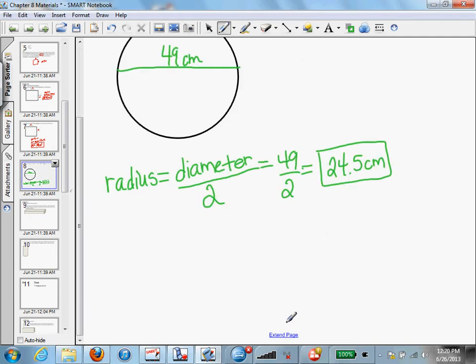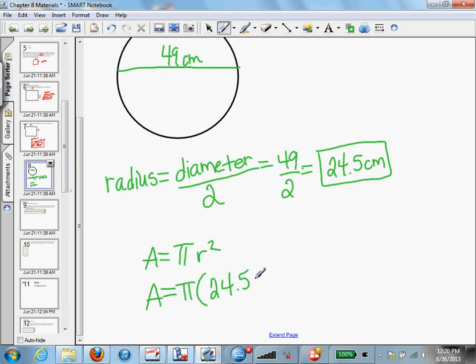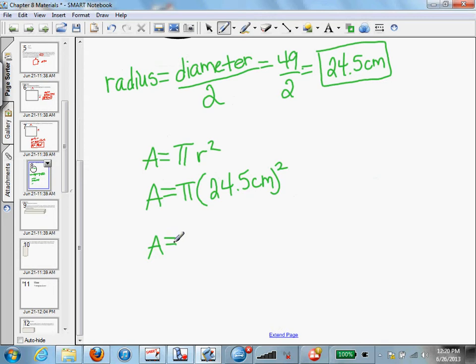Okay, now let's use our formula that we learned on the first slide, which was the area for a circle is A equals pi radius squared. So A equals pi, which we usually like to say 3.14, times the radius of 24.5 centimeters squared. So if you punch that out on your calculator, you should get an area of 1,884.785 centimeters squared. Notice that we squared this term, so that's where we get the centimeter squared.